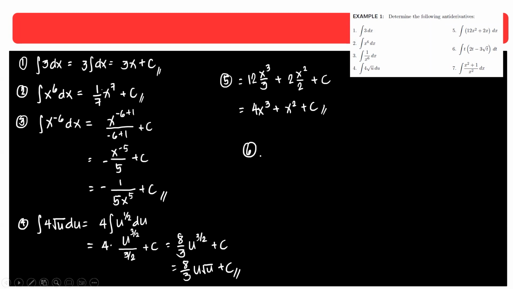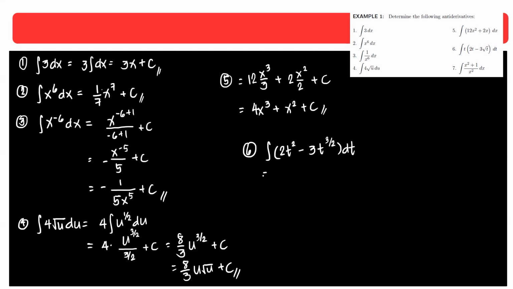Number 6. 2t cubed over 3 minus 6t raised to 5 over 2 over 5 plus c. Very good. That's correct. So how did he come up with that, guys? Look at number 6. It looks ugly. Bakit? There are 2 terms being multiplied. So might as well, the first step would be make it in this form. 2t squared minus, this is t to the 3 over 2 dt.